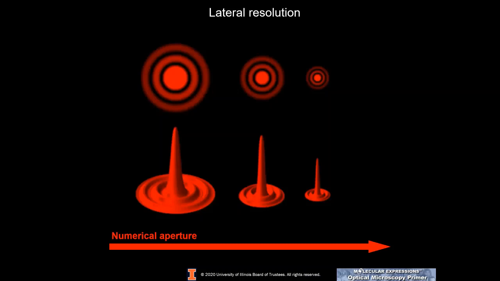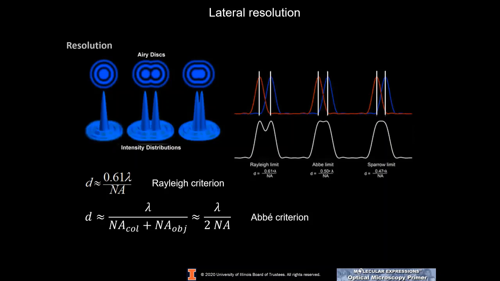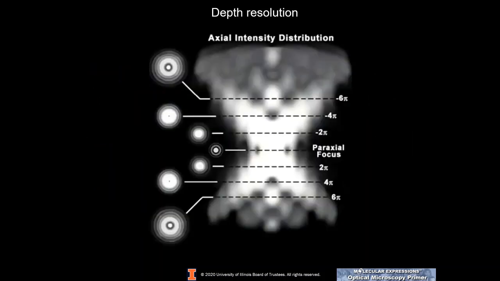Our resolution is defined by the minimum distance between two sources at which we can still distinguish them as separate sources. That obviously will depend on the Airy pattern width, and the most universally accepted criteria defining the resolution of an optical system are the Rayleigh and the Abbe criterion. In the optical axis direction, the diffraction pattern formed is more extended, and the axial resolution of a microscope is generally worse than that of its lateral resolution.